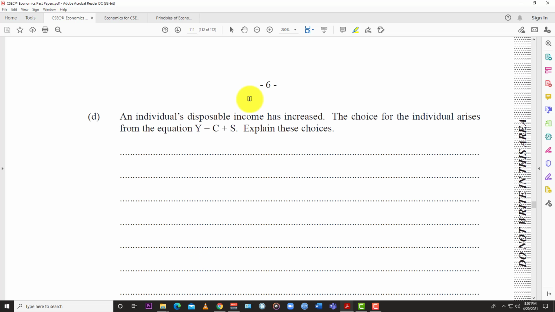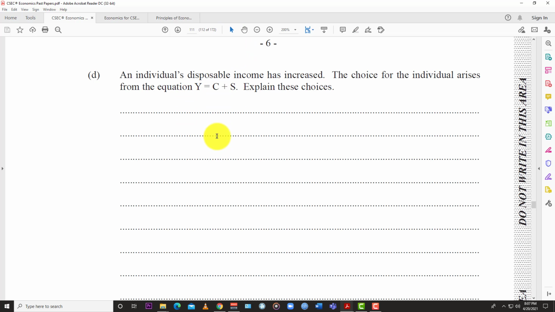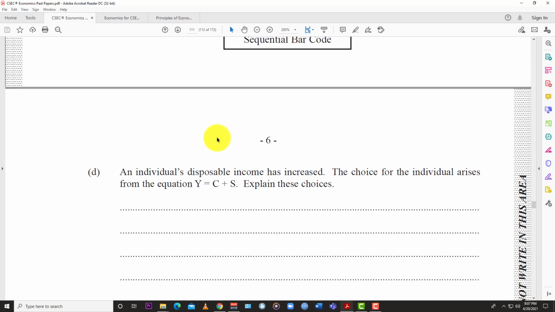So D now. D: An individual's disposable income has increased. The choice for the individual arises from the equation Y equals C plus S. Explain these choices. All right, and so just 4 easy marks.